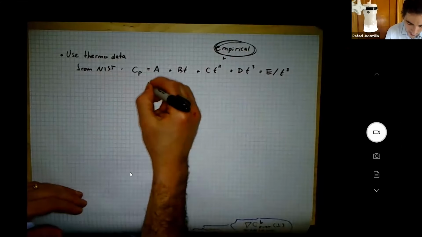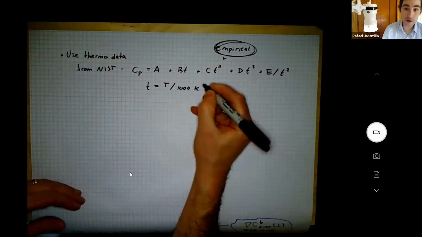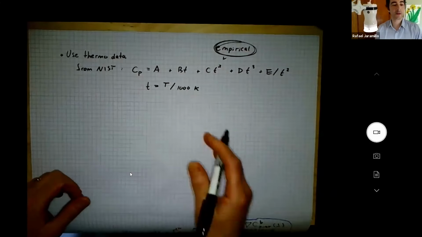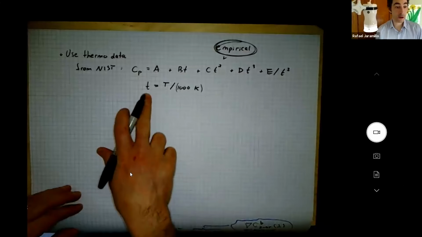And NIST normalizes temperature like this. Got to always be careful. Different databases treat temperature different ways. Here it's normalized by 1000 Kelvin. So this lowercase t is unitless.